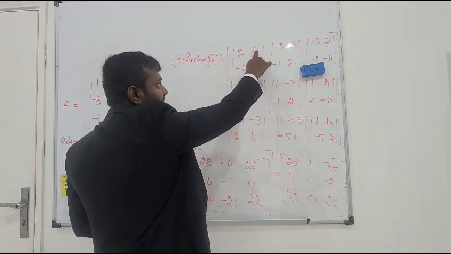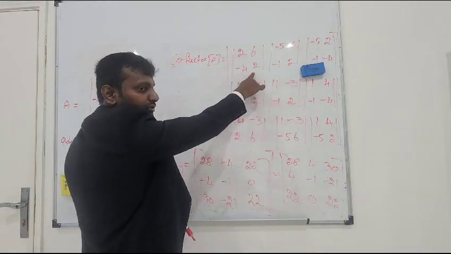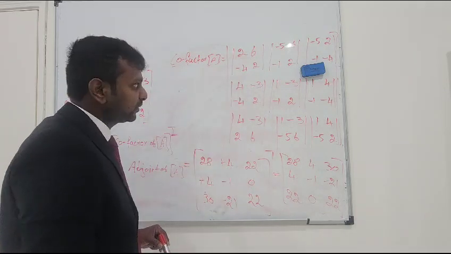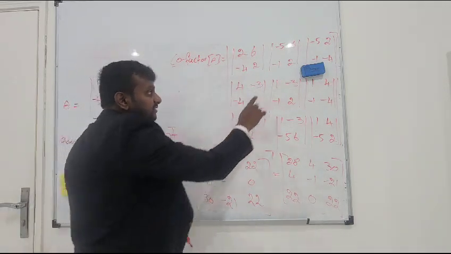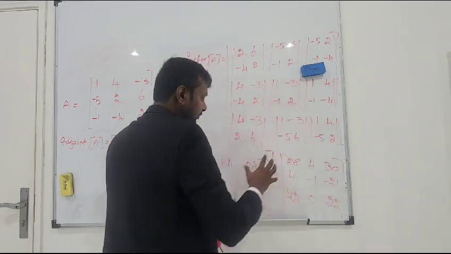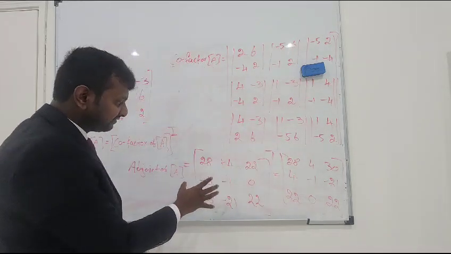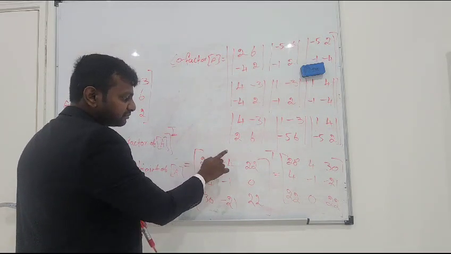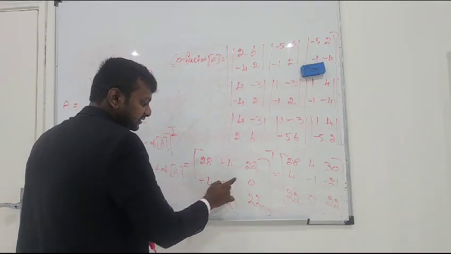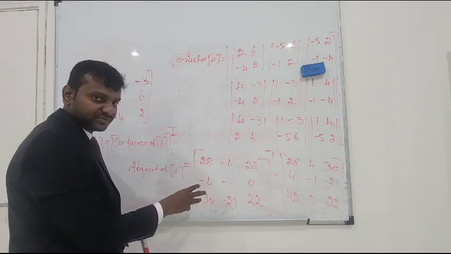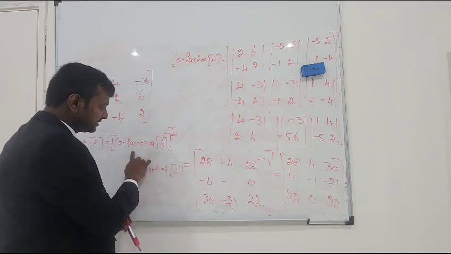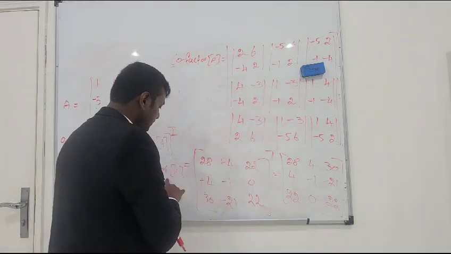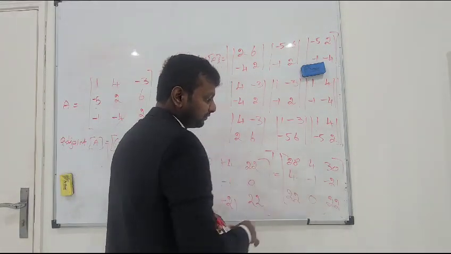Then we find the determinant for each of these individually. 2 into 2 is 4, minus of 6 into minus, so plus 24 plus 4, so we get 28. Similarly, we find the determinant for all, and we get this matrix. After we get this matrix, we need to change the sign: plus minus plus, minus plus minus, plus minus plus. Once we change it, we get the cofactor of A. Now you need to transpose this matrix, then you will get the adjoint of A.